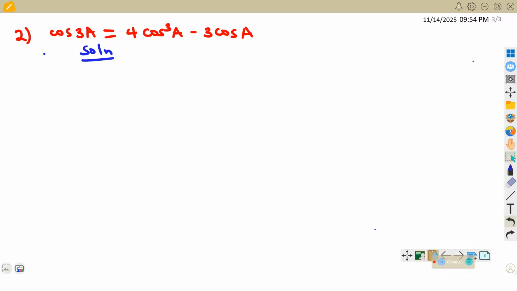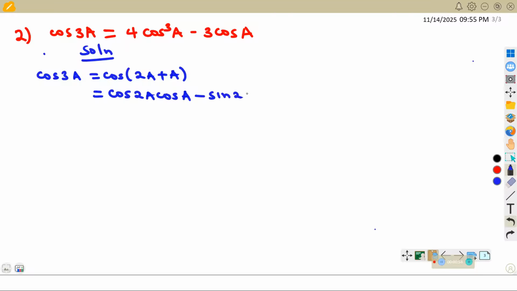So here we shall be using the angle addition formula. We shall express cos 3a using the angle addition formula. In other words, we express cos 3a as cos of (2a plus a). So this is the angle addition formula. From here, we expand using the cos expansion, which will give us cos 2a cos a minus sin 2a sin a.